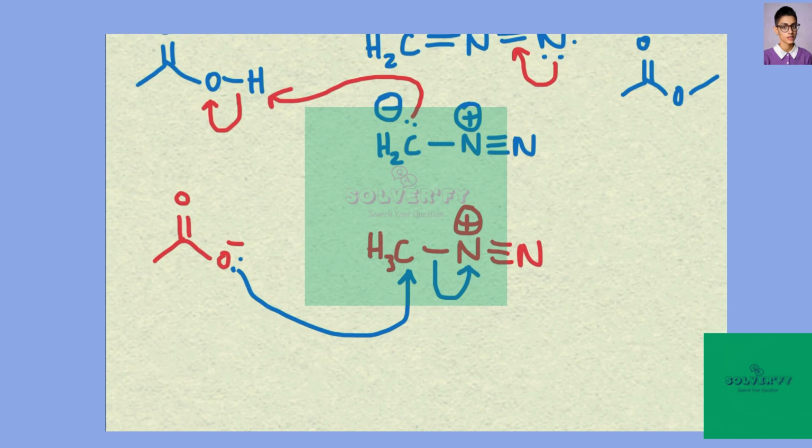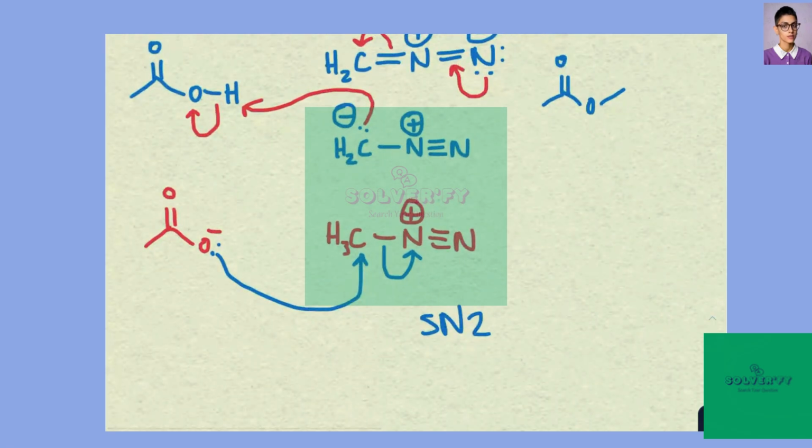So if I have a nucleophile attacking an electrophile, and in that process I have a leaving group leave, that is called an SN2 reaction. So that is my SN2 reaction, and after all that, we should get this product with N2 gas as my leaving group.